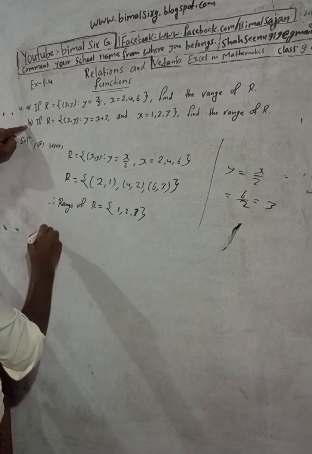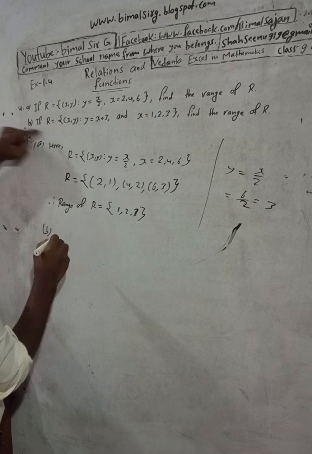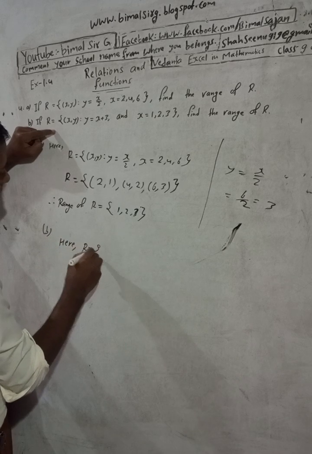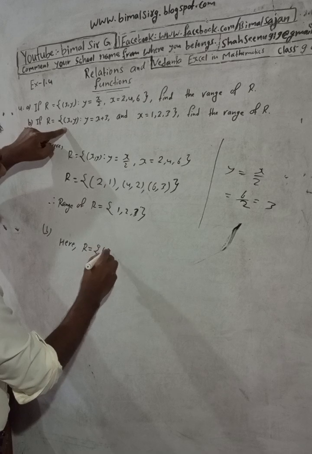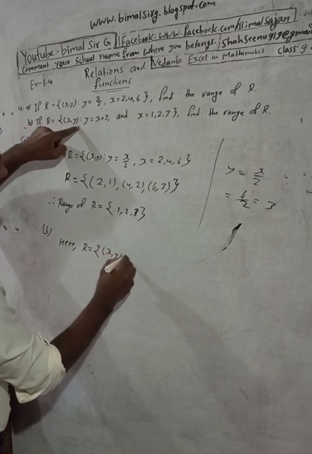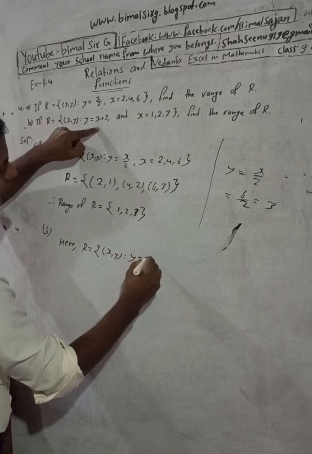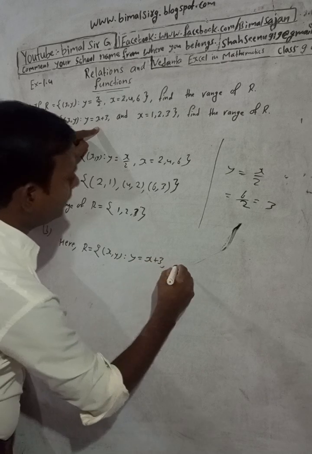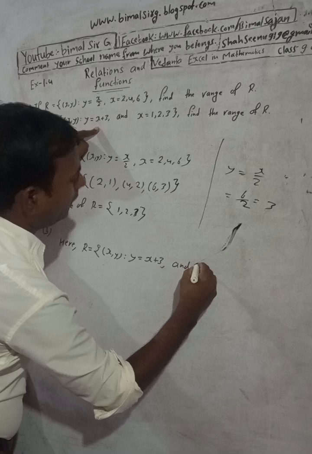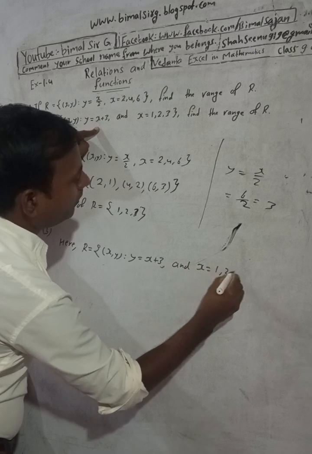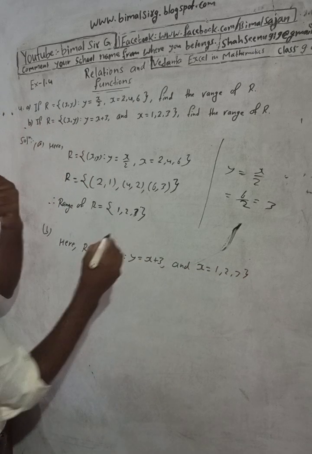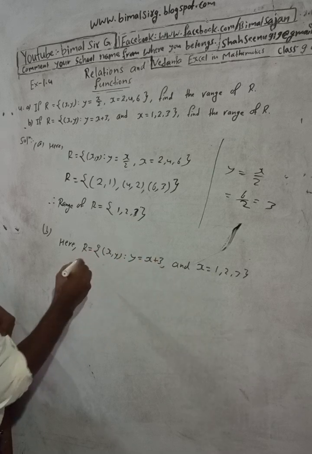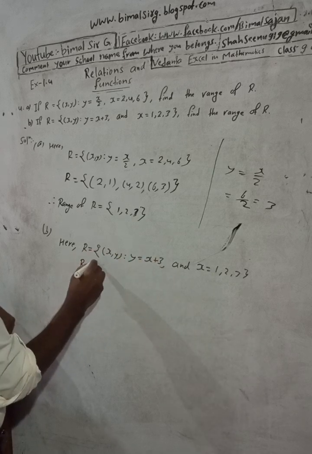Now the solution for b. In question b, relation R is given: R equals {(x, y) such that y equals x plus 3, x equals 1, 2, 3}. Here we have to write this relation in ordered pair form.